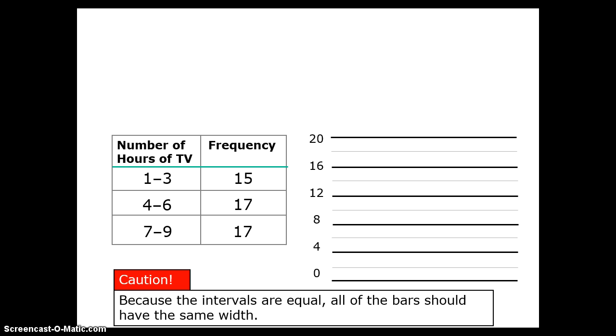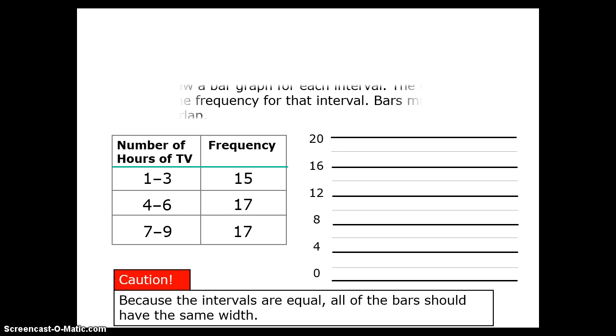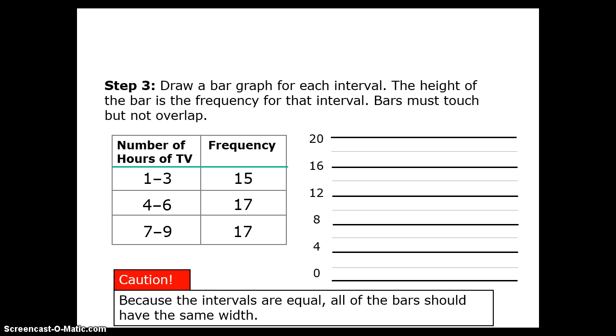Now, be careful because the intervals are equal, so all bars need to have the same width. Not doing so can make your graph look misleading. So now I've already got my bars. I'm going to draw a bar graph for each interval. The height of the bar represents the frequency for that interval, and the bars must touch but not overlap.